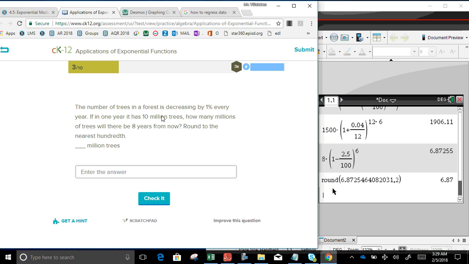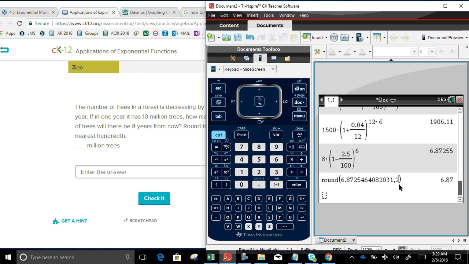The number of trees in a forest is decreasing by 1% every year. You started with 10 million trees. How many millions of trees will there be in 8 years? Round to the nearest hundredth. Again, that's 10. Would be 10 times 1 minus, or increase or decrease? Decreasing by 1%.